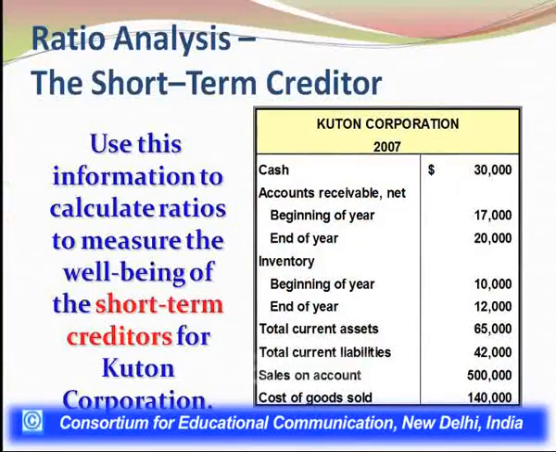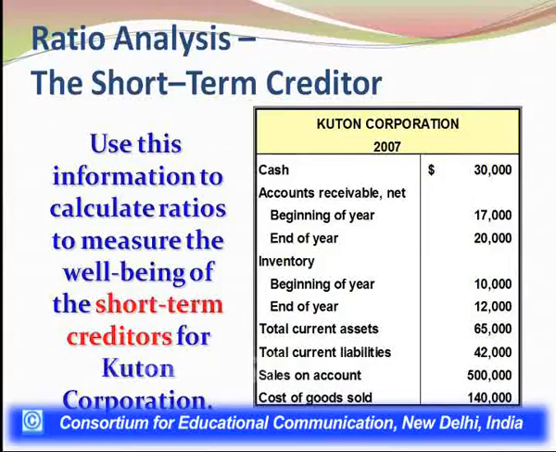We are using this information of Q10 Corporation for the year 2007 only. So this information is actually sourced from the same slides which were just shared a minute ago with you. So Q10 Corporation's data for cash in 2007 is 30,000. Accounts receivables in the beginning of the year were 17,000, at the end of the year are 20,000. Inventory is again given, beginning of year it was 10,000, end of the year it is 12,000.